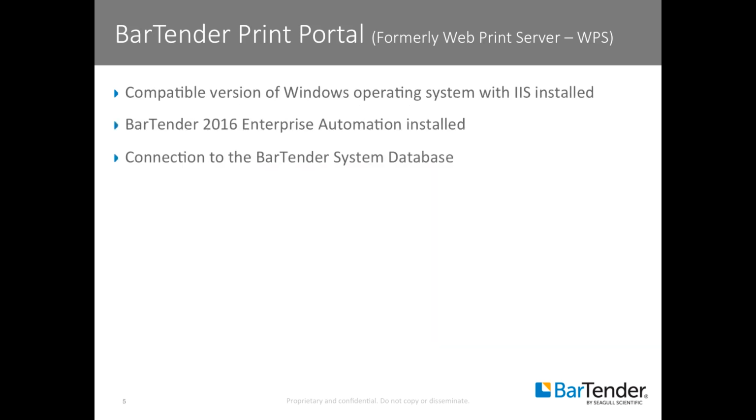On the machine that's hosting your Print Portal, though, before you even begin, there's a few things that you want to make sure you have set up beforehand. So you'll want a compatible version of Windows running with IIS installed. Once that's done, you can install BarTender 2016. You are required to have an Enterprise Automation license.